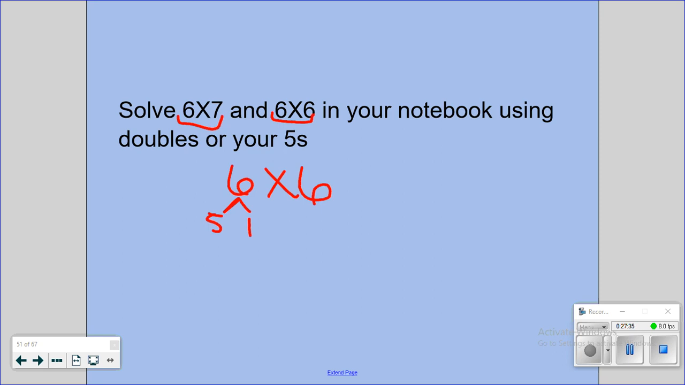Nod your head if you like easy. All right, Tinley, let's go. We got 5 groups of 6. What is 5 groups of 6? What is that worth? 5 groups of easy.